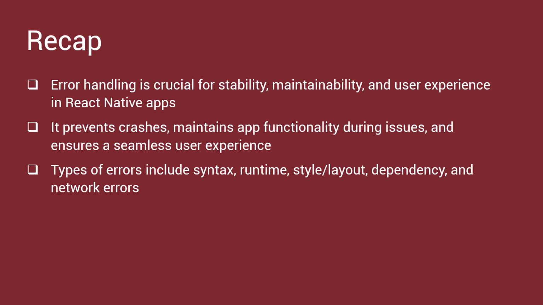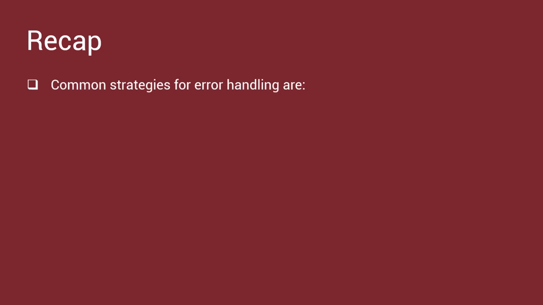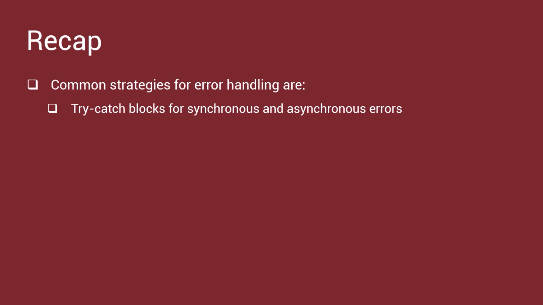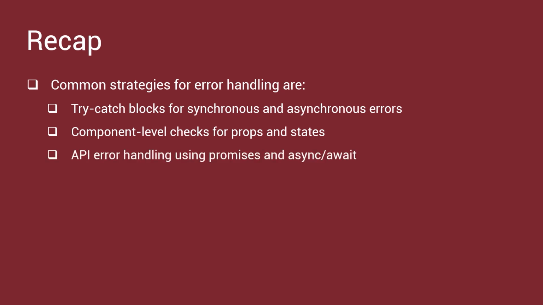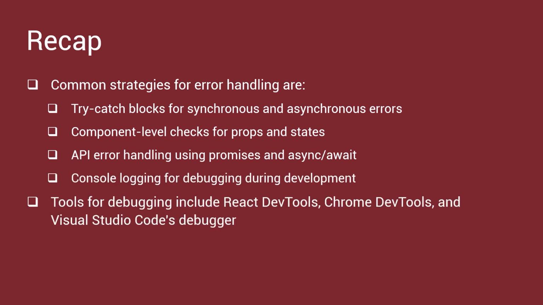Types of errors include syntax, runtime, style or layout, dependency, and network errors. Common strategies for error handling are try-catch blocks for synchronous and asynchronous errors, component-level checks for props and states, API error handling using promises and async or await, and console logging for debugging during development. Tools for debugging include React Dev Tools, Chrome Dev Tools, and Visual Studio Code's Debugger.